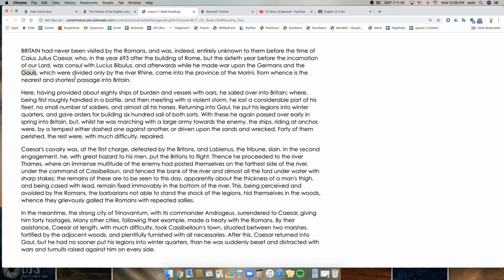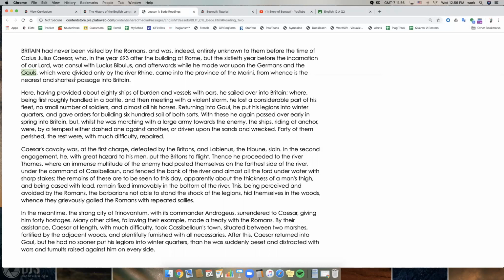Caesar's cavalry was, at the first charge, defeated by the Britons, and Labienus and the tribune slain. In the second engagement, he, with great hazard to his men, put the Britons to flight. Looking for my glasses now.